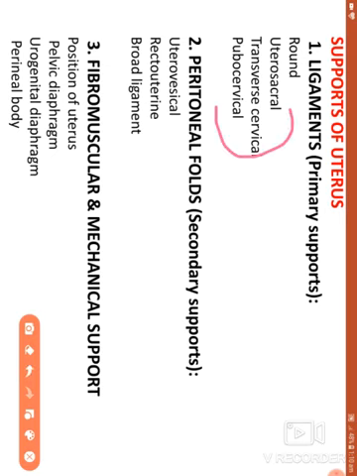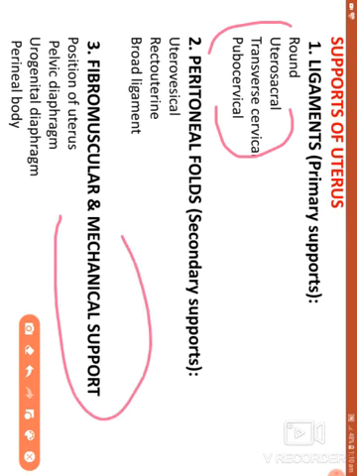These are the fibromuscular structures. Then some muscular structures, muscles form some supports that come under the mechanical support. These two form the primary supports. Then next is the peritoneal folds, which act as secondary supports, additional supports. So we'll see one by one.